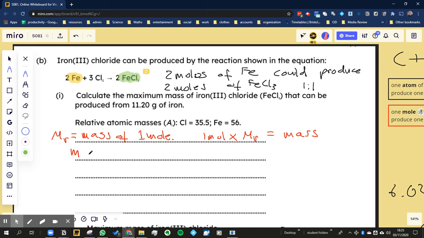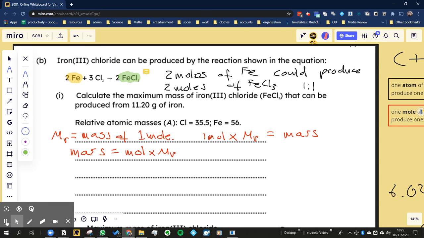Because if I had 1 mole, or 2 moles, the mass is going to equal the number of moles multiplied by the mass of each mole. If I had 2 moles, it'd be twice as much as the molar mass, wouldn't it? So you do need to know this.